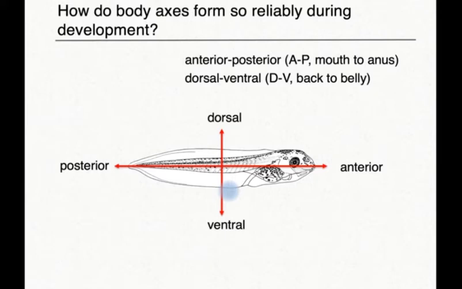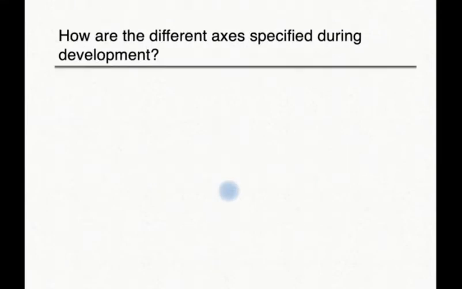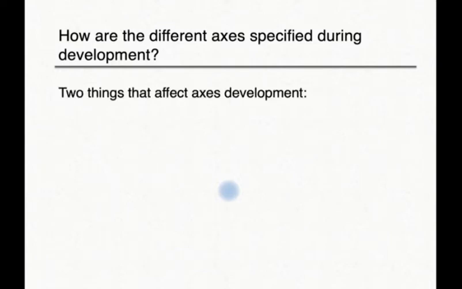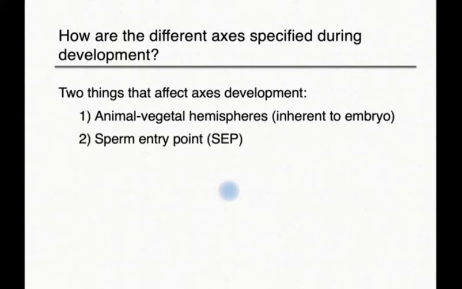So this works out reliably every time. How does that happen? What are the cues that specify the formation of those axes? Well, there are two main things that affect axis development in vertebrates. One is the animal vegetal hemispheres, which are inherent to the embryo. We'll talk about those in a second.